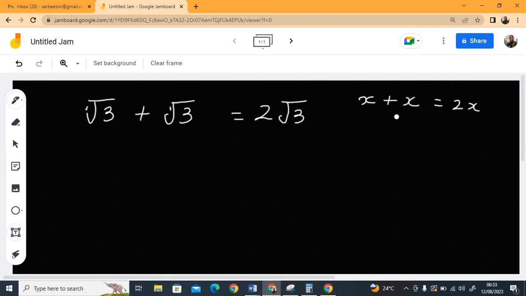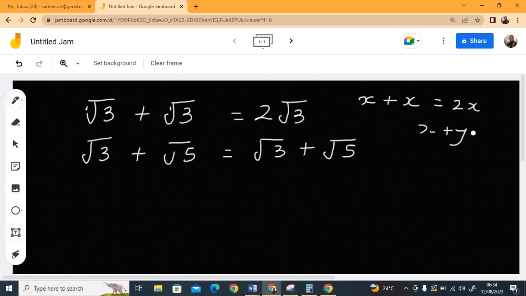The rules that apply to algebra, addition and subtraction, are the same that apply to surds. Now if someone gave you root 3 plus root 5, this is still root 3 plus root 5. You cannot add them. It's like x plus y. x plus y will still give you x plus y. There's no change to it.